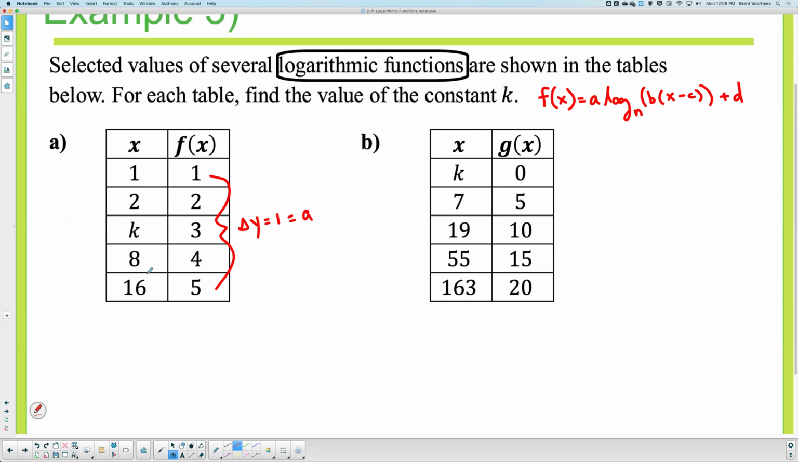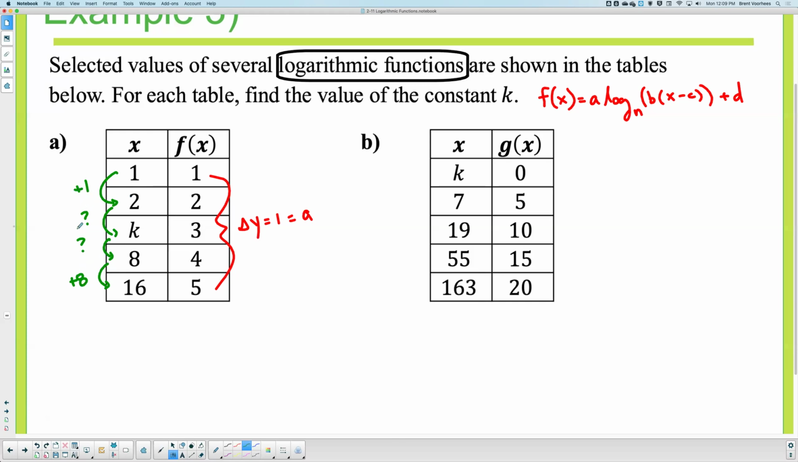Now come over to our x's. Are our x's changing the same way? Does it look like it's counting by ones? 1, 2, 3, 4, 5. Would that be changing by ones? No. So if it's changing differently, what I would suggest you do is you have your arrows. From 1 to 2, how much do I increase by? 1. From 2 to k, I don't know. You could put a question mark if you wanted to. And from k to 8, we don't know that value either. How about from 8 to 16? Do we know that amount? That's changing by 8.